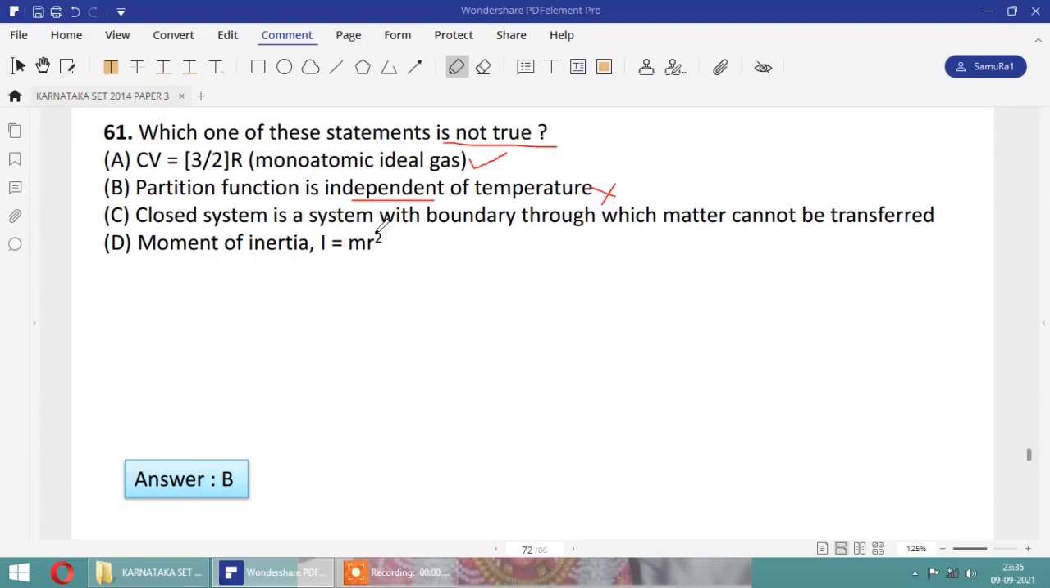Closed system is a system with a boundary through which matter cannot be transferred. Yes, in a closed system, the matter cannot escape to the surroundings. Moment of inertia I equal to mr squared. Yes, it is also correct. So option B is the correct answer, because they are asking for the false statement.